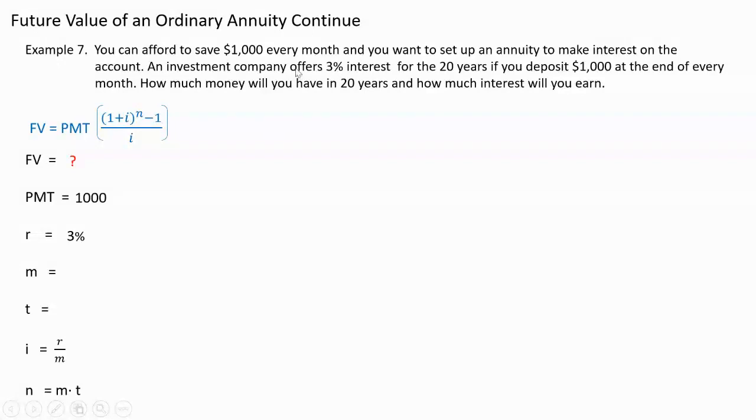And the M is going to be, let me see here, every month, so it's going to be 12, right? The M is 12. The T will be 20. Now the I will be R divided by M. So 0.03 divided by 12 will give you 0.0025. And the N is M times T, which would be 12 times 20, I believe is 240.